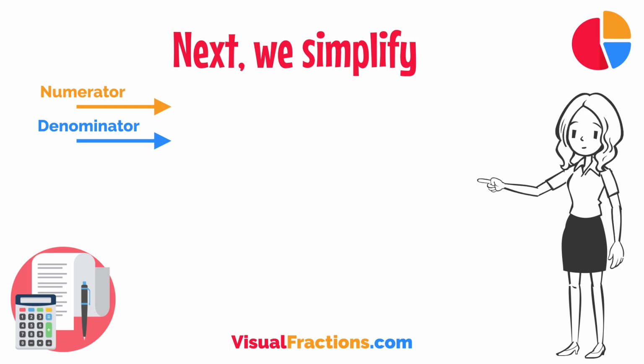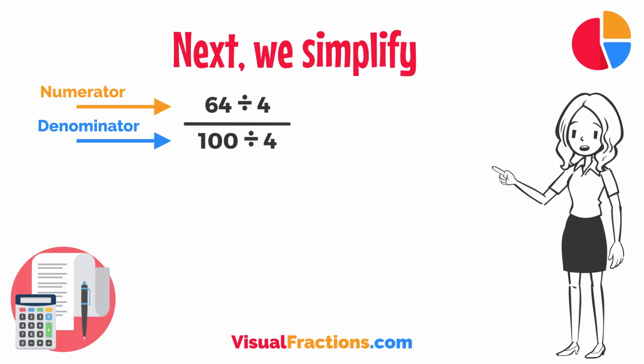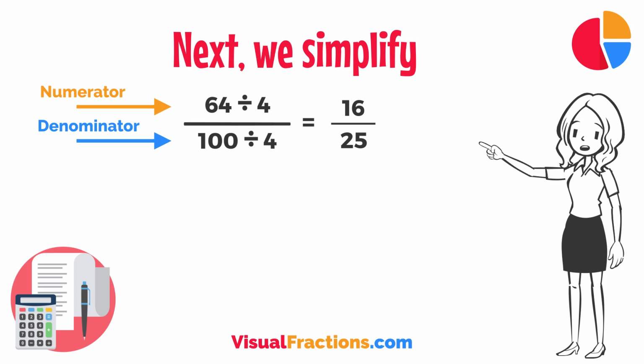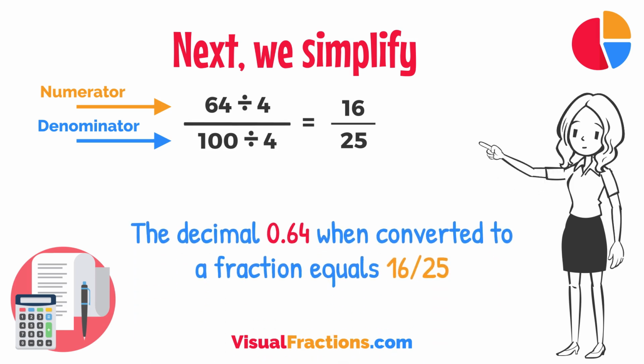Next, we simplify. Both the numerator and the denominator in 64 100ths are divisible by 4, the greatest common divisor. Divide 64 by 4 to get 16 and divide 100 by 4 to get 25. So, 64 100ths simplifies neatly to 16 25ths. And there you have it. The decimal 0.64 when converted to a fraction equals 16 25ths. This fraction is in its simplest form and cannot be further simplified.